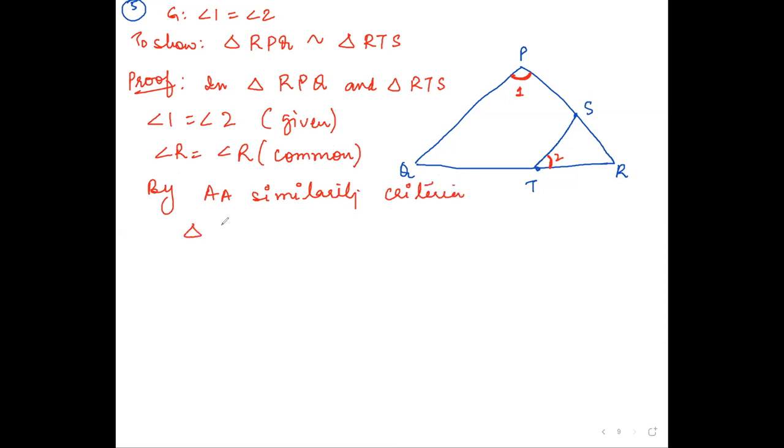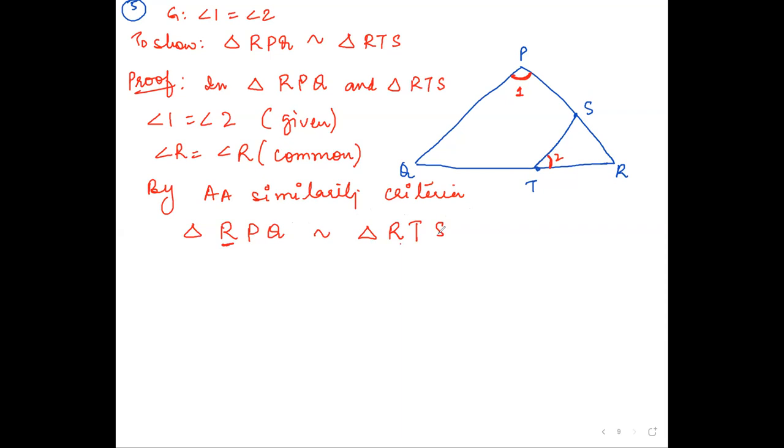if I write, triangle RPQ will be similar to triangle. Because angle R is part of both, I'll start with R here because angle R is equal to angle R. Then just check whether we are writing clearly or not. Angle P is equal to angle 2, so T of the small triangle. So if I write P here, I'll write T here. So then Q and S. Is that okay?